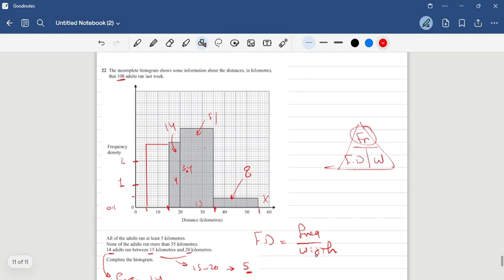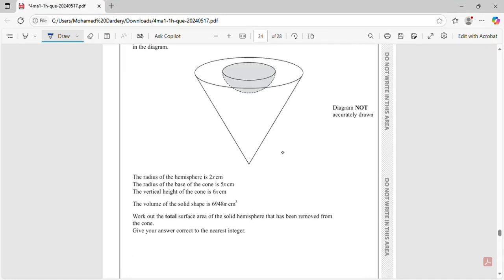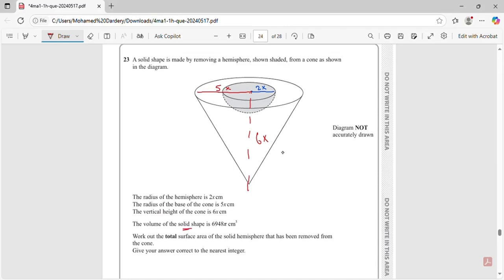Okay, so this is for the whole part of this question. Question 23: the solid shape is made by removing the hemisphere shown shaded from the cone shown in the diagram. The radius of the hemisphere is 2x, so this is the hemisphere. It's like 2x, but in this distance for the cone all, it's like 5x here, and the vertical height of the cone, which is all equal 6x. Now he said that the volume of the solid shape, and solid shape means the whole cone without this hemisphere, is equal 6948 pi.